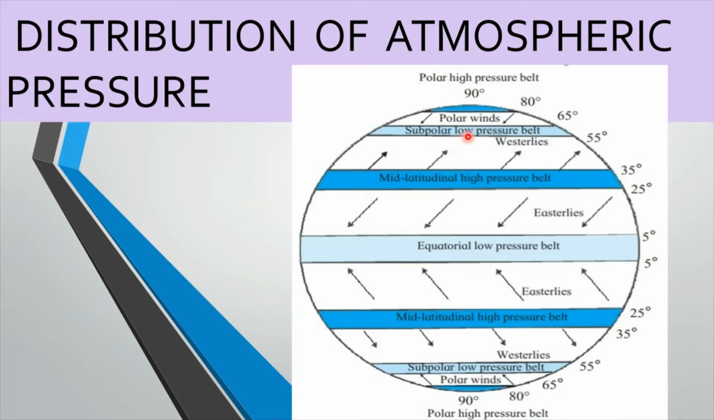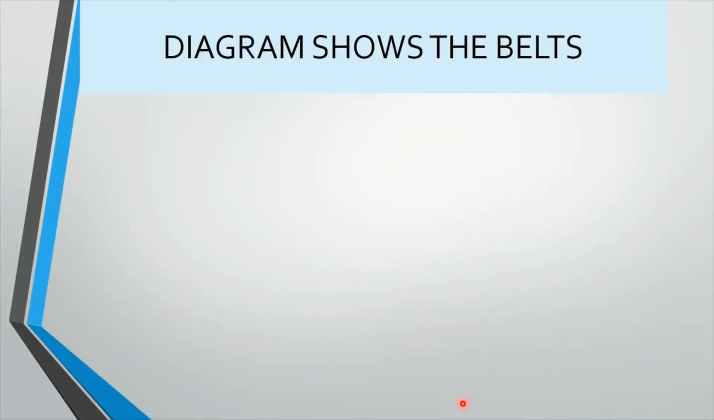At 55 to 65 degrees, the subpolar low pressure belt. And last, almost 80 to 90 degrees, comes the polar high pressure belt. So these are the main belts in both hemispheres. This is the northern hemisphere and this is the southern hemisphere. You can see both sides are equally distributed. For your study purpose, we are going to discuss one by one.